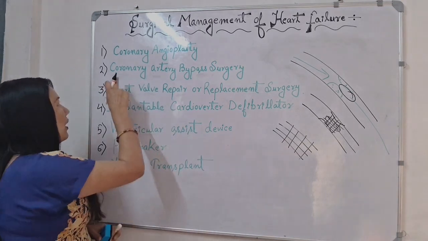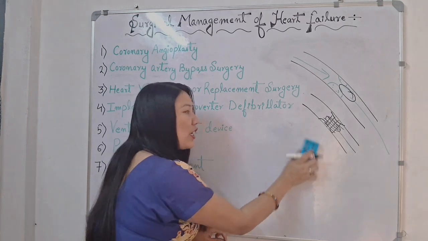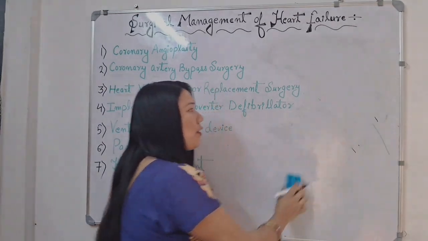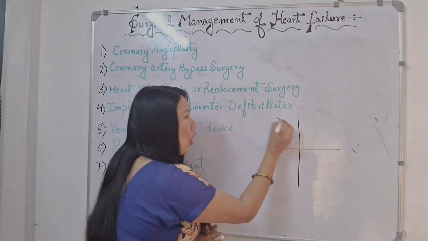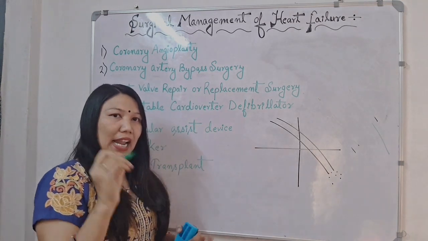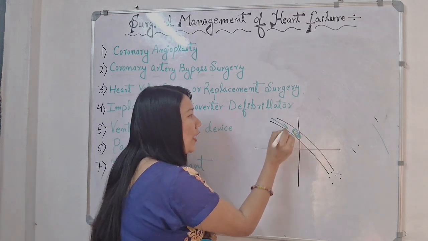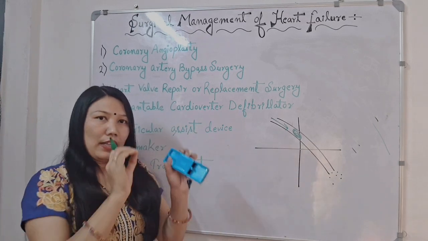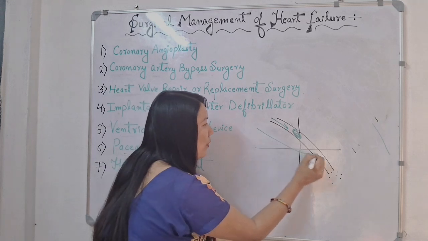Next surgery, coronary artery bypass surgery. As the name suggests, bypass means we are rerouting the pathway of blood. Suppose these are the four chambers of our heart and this coronary artery is supplying blood to this chamber. If there is a blockage in this coronary artery, the blood will not be able to flow through this path. Then the surgeon will place another coronary artery at this region.